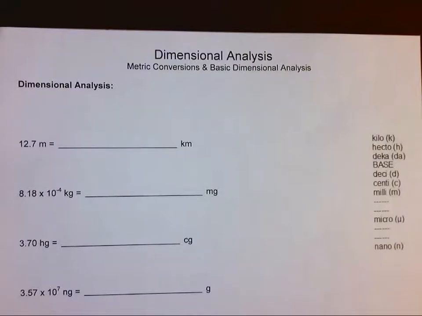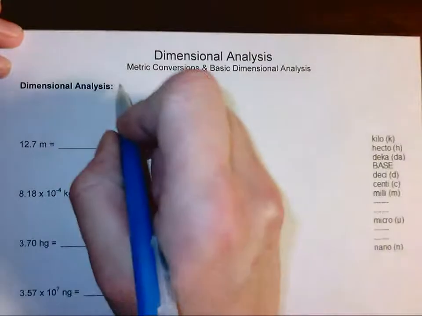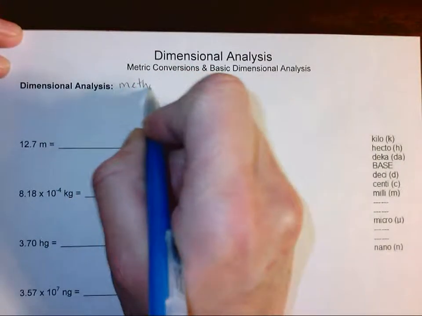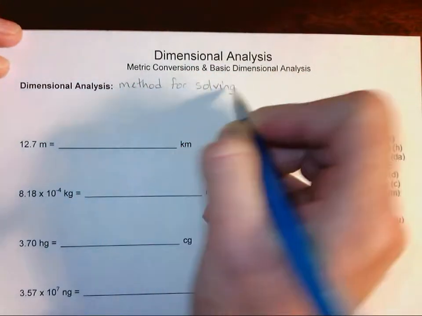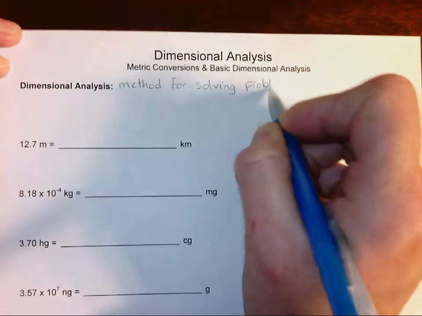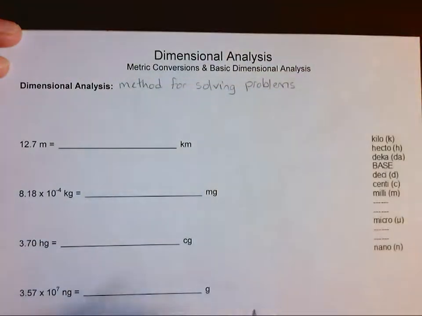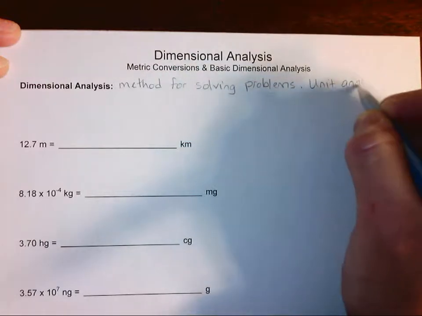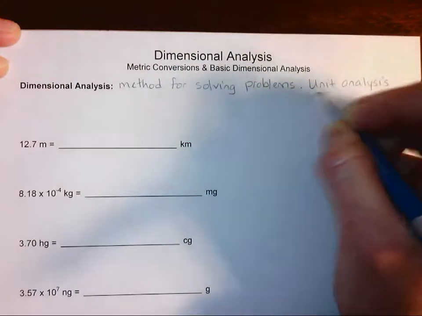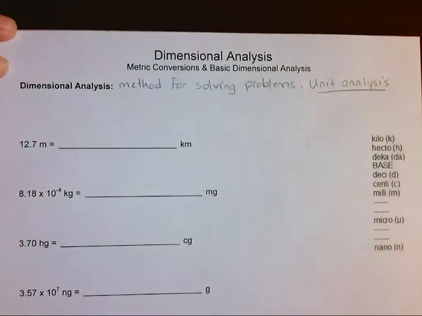Dimensional analysis is a method for solving problems. And we teach the method because it helps us find the answer by looking at units. Oftentimes it is called unit analysis. Once we have the units that we want to be in, we know that we have the answer correct.